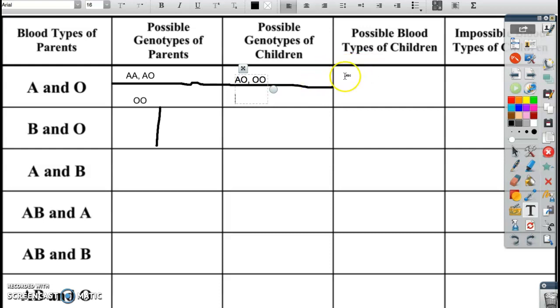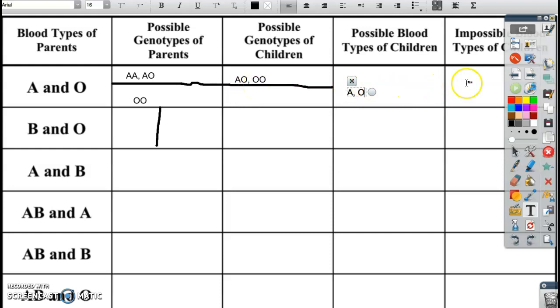Now, what blood types are possible? Well, we know the genotypes that are possible. This would be like the phenotype. What do they look like, or what do they have? In this case, it would be blood type. AO would be type A blood. OO would be type O blood.